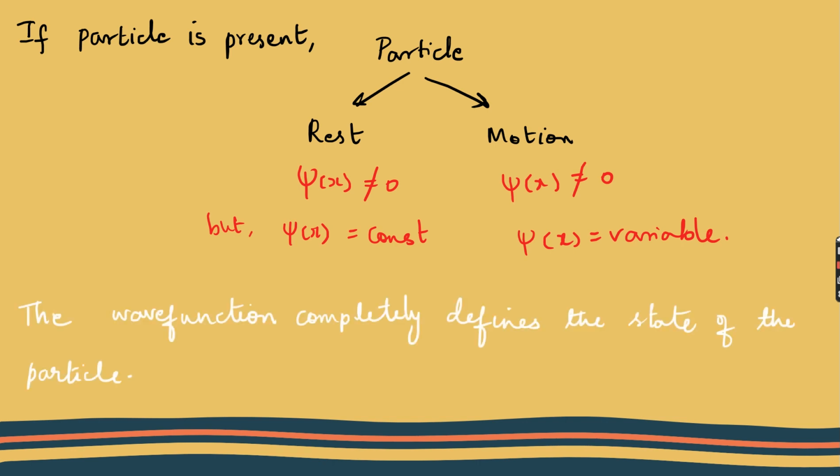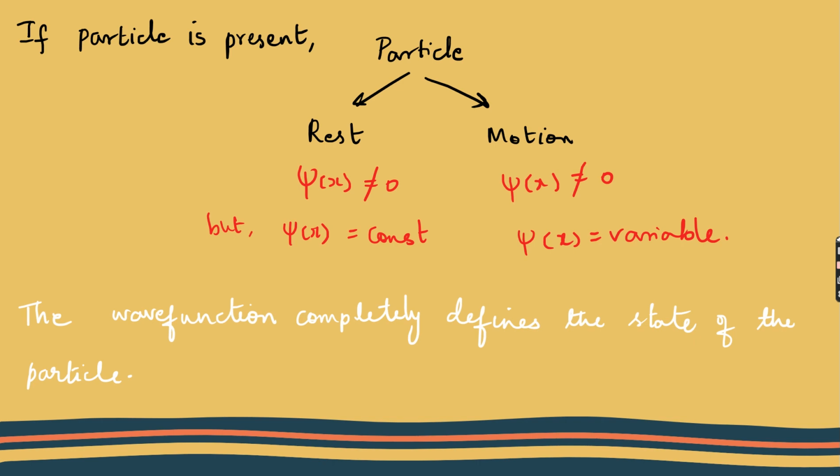Now this wave function defines the state of the particle. If it is a constant, we can say that the particle is at rest. If the particle is in motion, we can say that the wave function is variable. So using this wave function, we can get lots and lots of information about this particle, because this particle is acting as a wave. It moves as a wave. So this wave function, which defines that matter wave, will have lots of information about this particle.